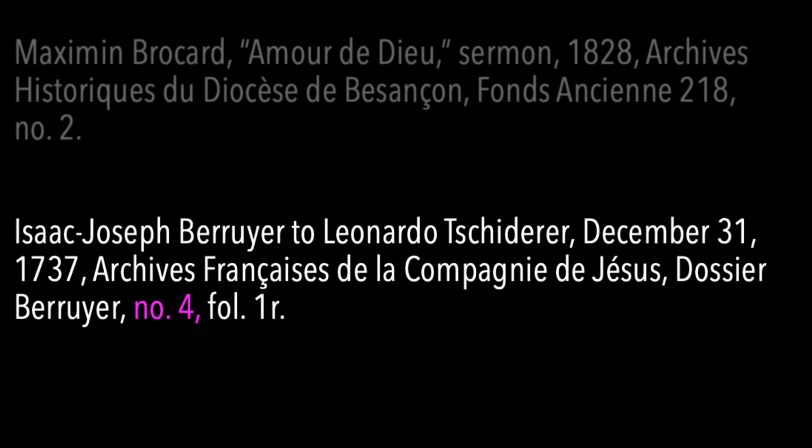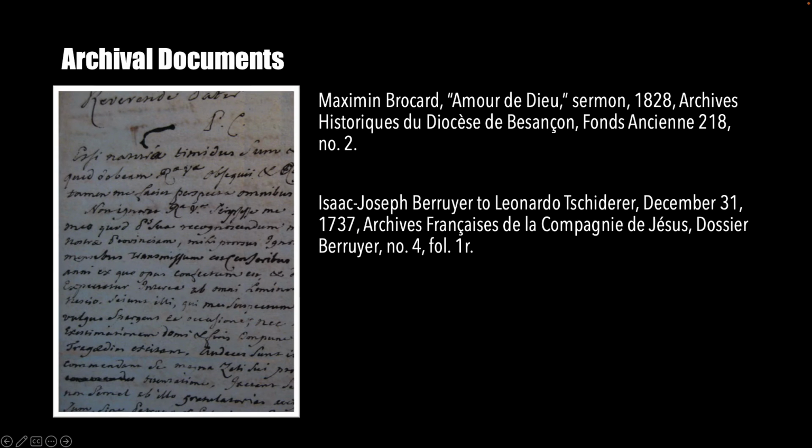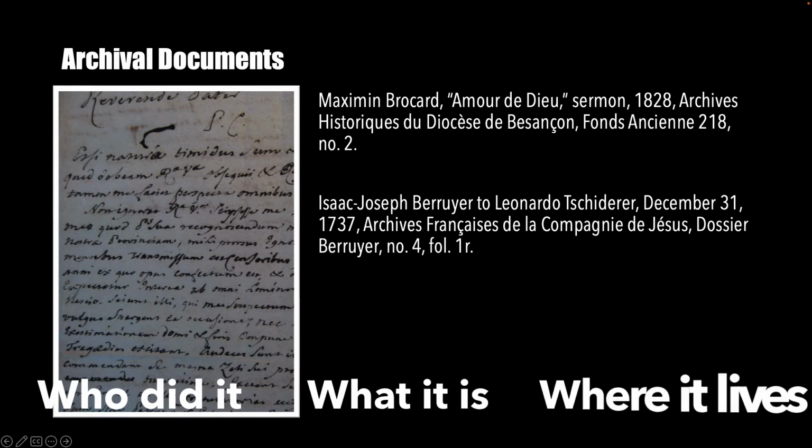It's document number 4, and this actually has folio numbers, or in other words, page numbers, right? So 1 recto, that's what that is. Okay, so there you go. That's an example of citing a letter from an archive. But again, the important thing to remember is that when citing archival documents, you just want to follow our mantra of who did it, what it is, where it lives.